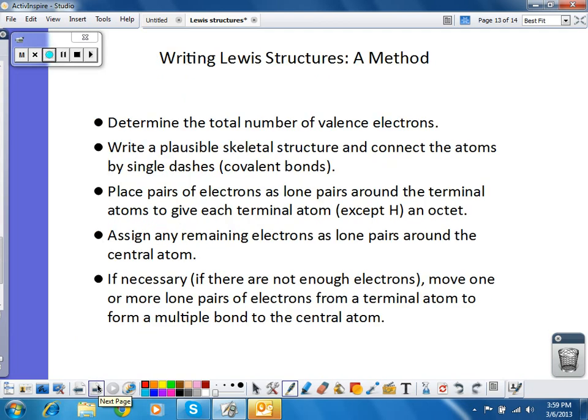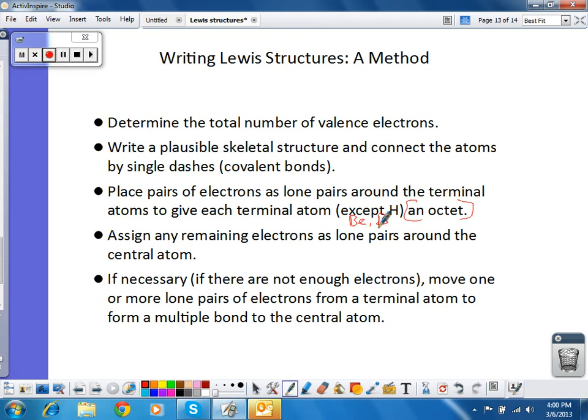So when you go to draw Lewis structures, here's one set of, not exactly rules, but more like guidelines to follow. The first thing you want to do is determine the total number of valence electrons for all the atoms that are bonded. Then you draw a skeletal structure using single bonds. So connect everything with single bonds. Then you try to give everybody 8, an octet. Of course, except for hydrogen and a couple of others, Be and B. Everybody else gets 8 on the outside.